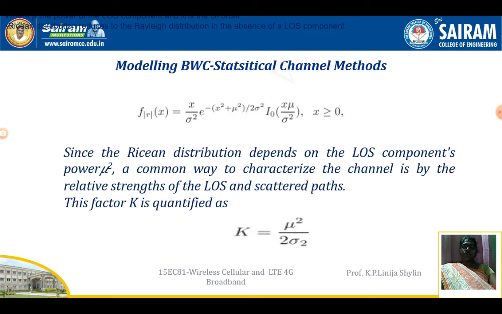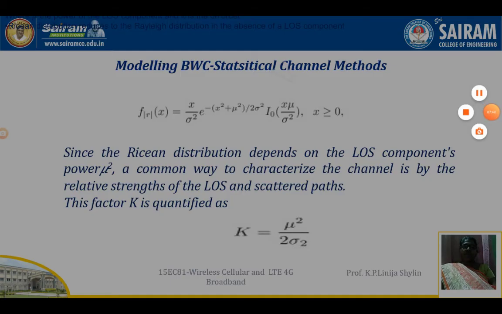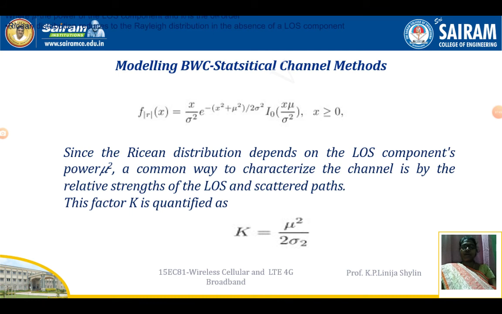So k is equal to mu squared divided by 2 into sigma squared. So this is the way the distribution of the signal is going to happen, and the channel will be characterized with two parameters. One is the relative strength of the line of sight and the scattered path.